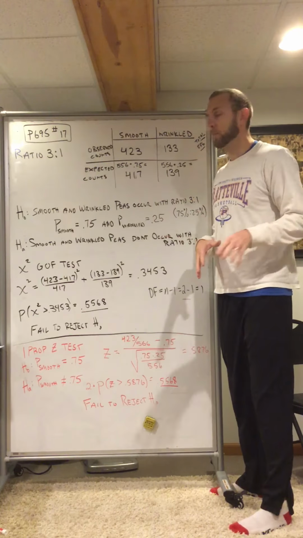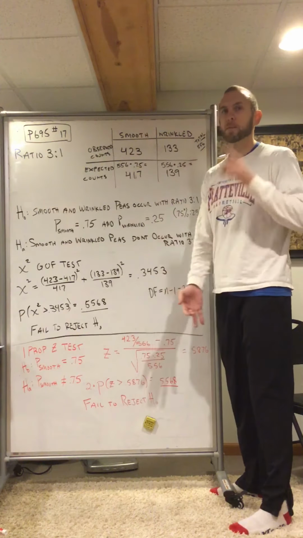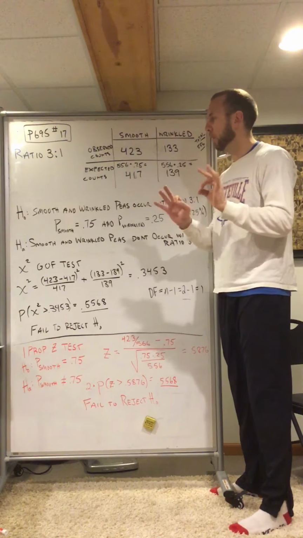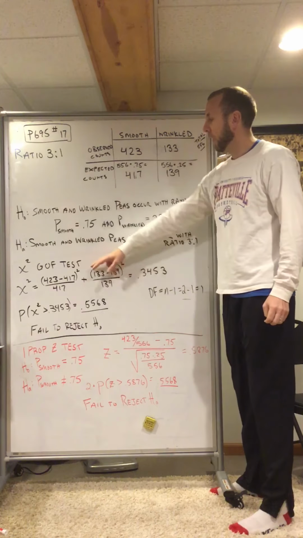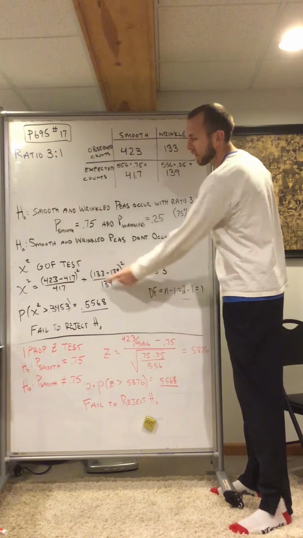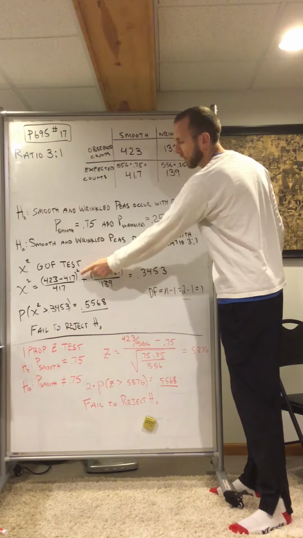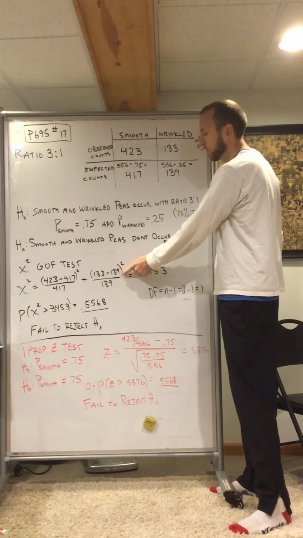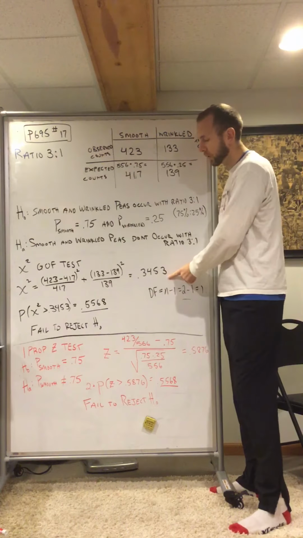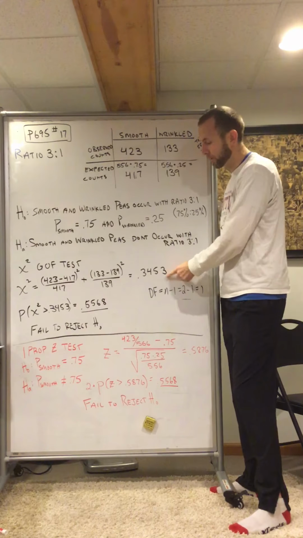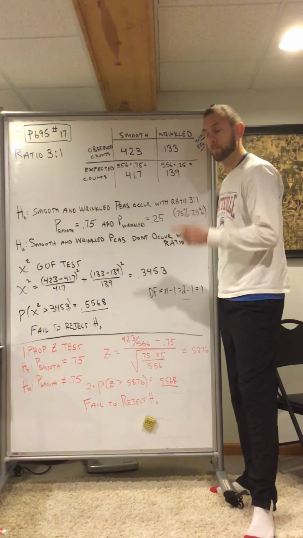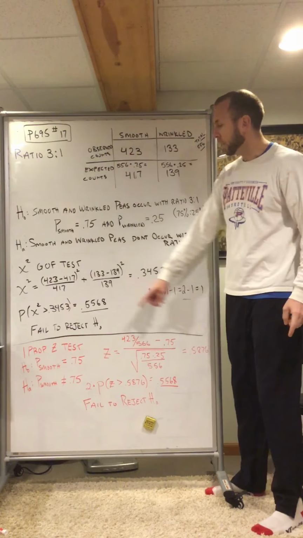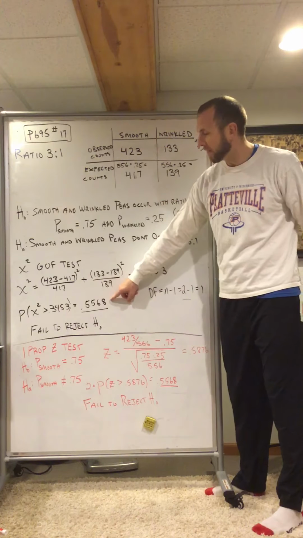I skipped over the assumptions. They're all satisfied. You have to assume it's a random sample, 10% condition. Both expected counts are at least 5, so our sample size is sufficiently large. If we calculate the chi-square statistic, here's your work. 423 minus 417 squared over 417 plus 133 minus 139 squared over 139 gives us a chi-square statistic of 0.3453. Our degrees of freedom is 1. 2 categories, n minus 1, we have 1 degree of freedom. Therefore, our p-value is 0.5568.